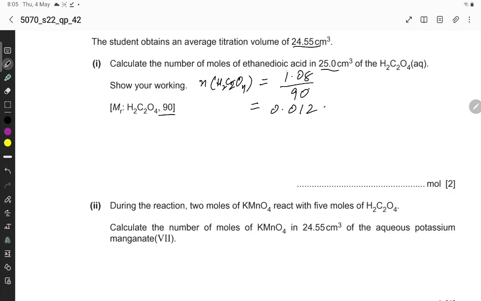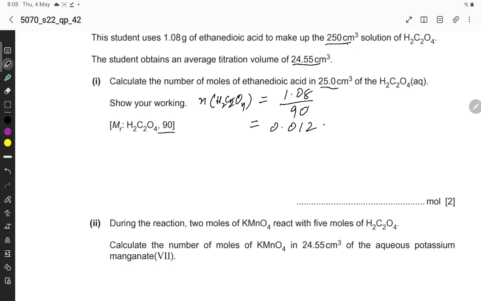25 centimeter cube of H2C2O4 aqueous. So 25 centimeter cube contains 0.012 moles of ethanedioic acid. So this is volume ratio mole, or mole ratio volume. Then 250 centimeter cube contains X.